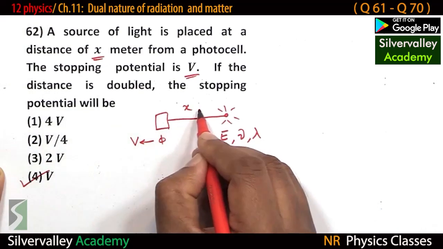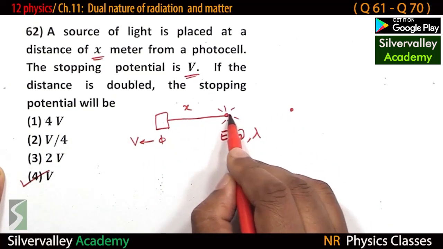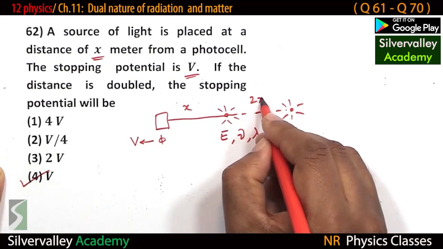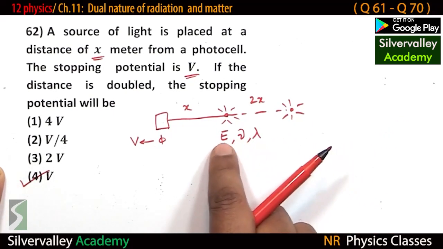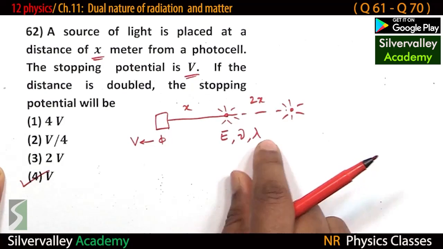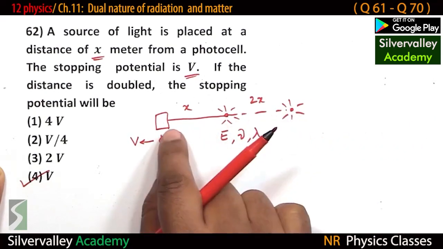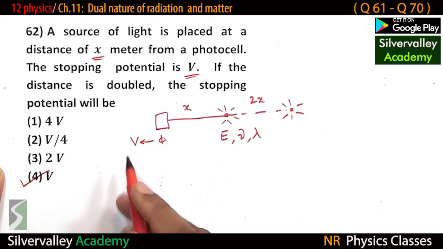This distance is x. If distance is doubled, now here is the new position of source at 2x. Energy of each photon is still the same. Energy, frequency and wavelength. If energy, frequency and wavelength are same, then for the same work function, it will have same stopping potential.